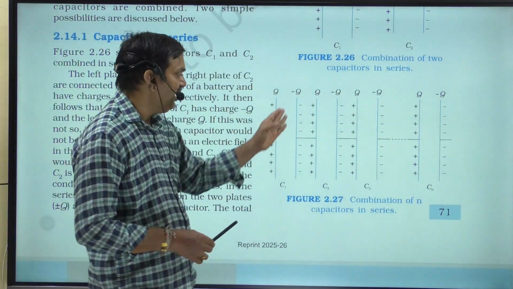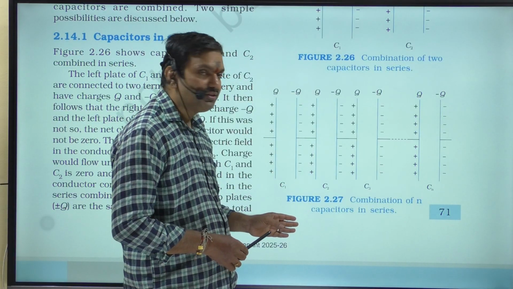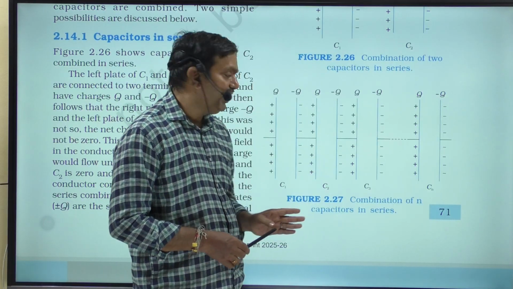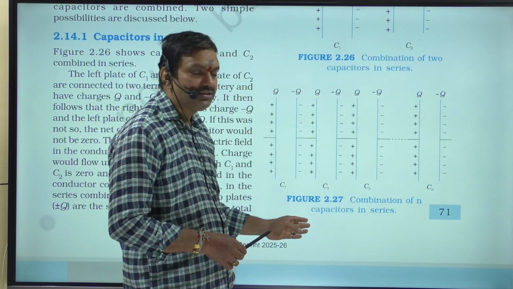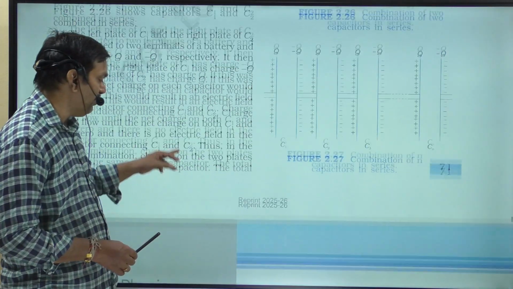So that is, see, you see here, for the negative plate of the first capacitor, a positive plate of the second capacitor is brought in between, that is connected. So that is how when they are connected in series like this, a positive charge followed by negative, again second plate's positive charge. So what happens to the net capacitance?